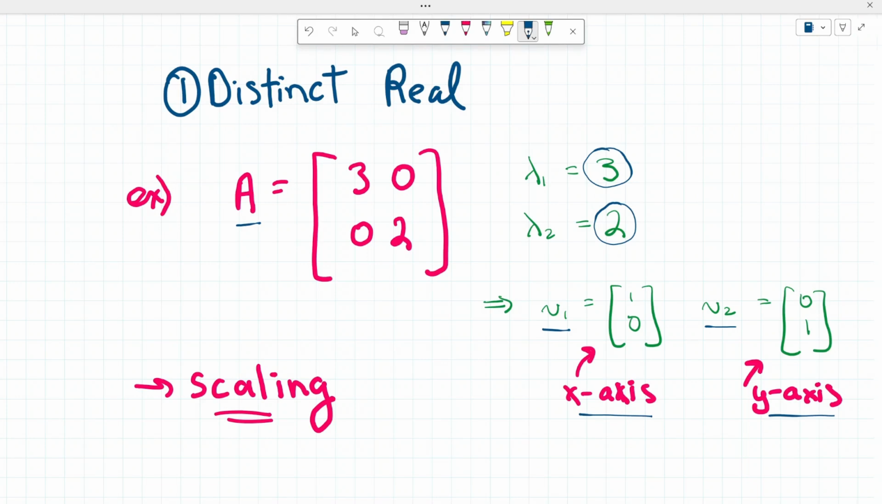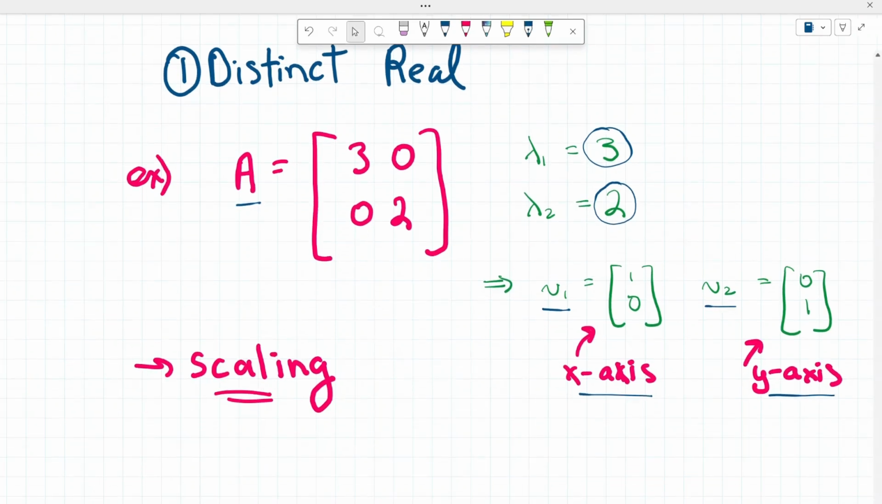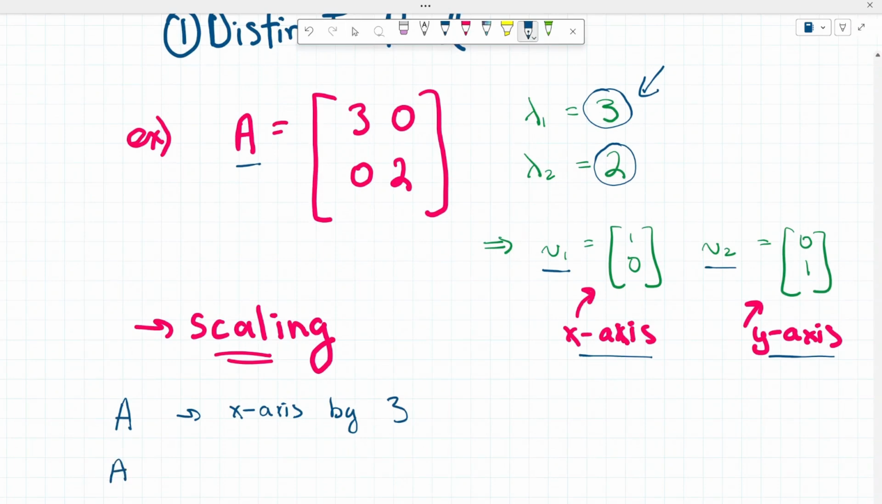In this situation, when we have distinct real eigenvalues, that means that we have a transformation that scales along the eigenvectors. So we're simply just scaling. So in particular, we see our matrix A scales along the x-axis by 3, because that corresponds to this eigenvalue over here. And then we can say that A also scales along the y-axis by 2. And that corresponds to this eigenvalue 2 over here.